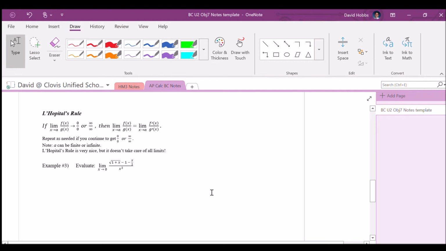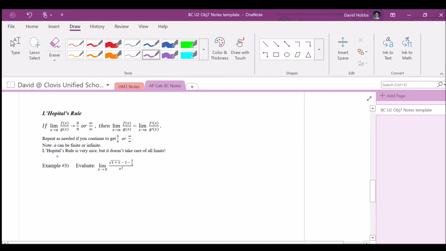So it helps us a lot with limits. If you have the limit as x approaches a of a fraction, it has to be a fraction, f of x over g of x. If you get 0 over 0 or infinity over infinity, these are two indeterminate forms that this works for. There are many other indeterminate forms, but if you get either 0 over 0 or infinity over infinity, then you can take the derivative of the top and the derivative of the bottom and reapply the limit.